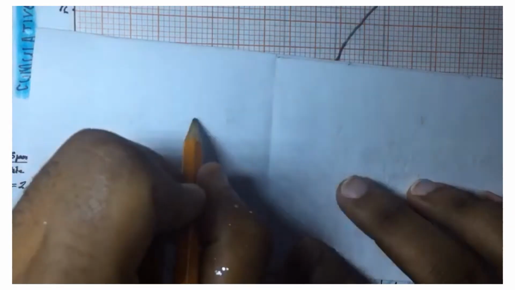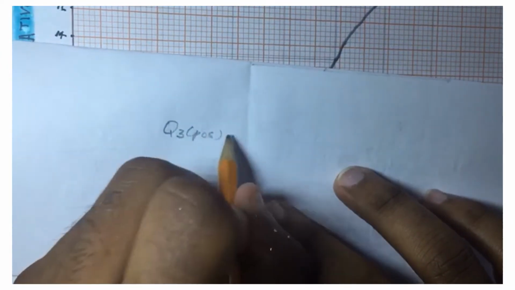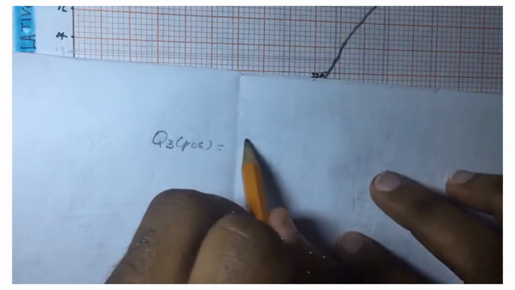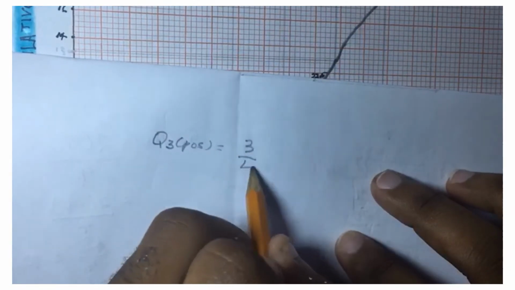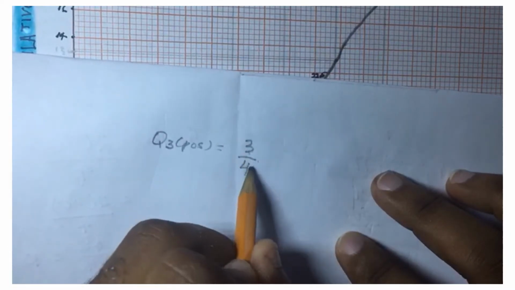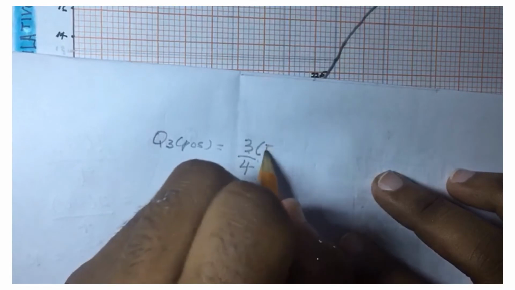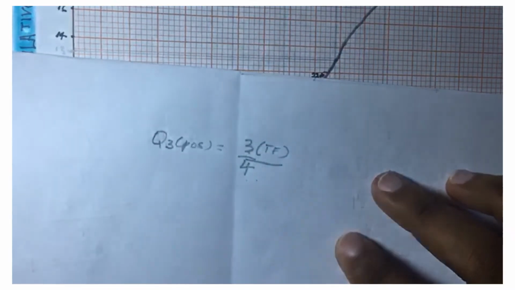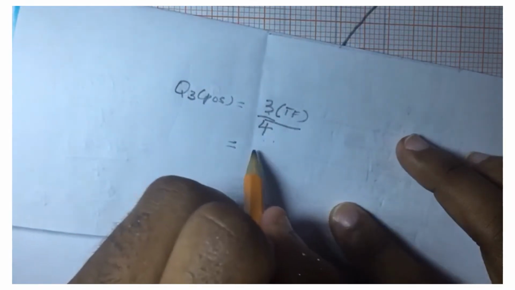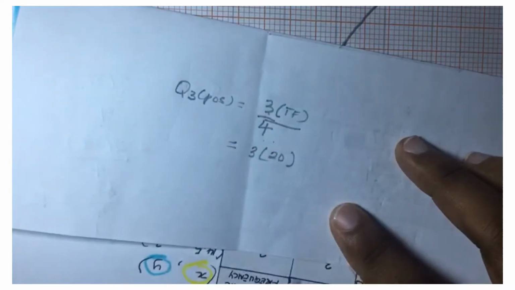So remember, Q3 is our upper quartile. So Q3 or third quartile. First thing we have to find is the position where it is. And because it's our third quartile, it's going to be 3 out of 4. Third quartile, 3 out of 4. I'm going to multiply that by total frequency. Right? So remember, total frequency was 20 from before. So I'm replacing the TF with the 20.